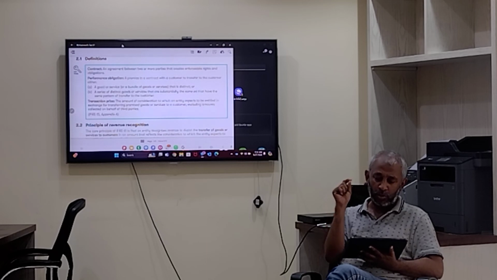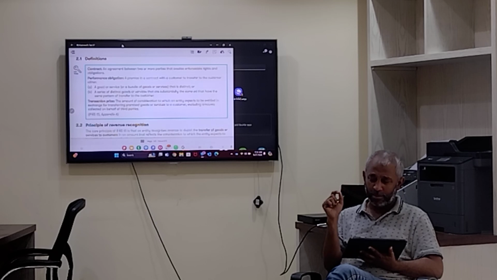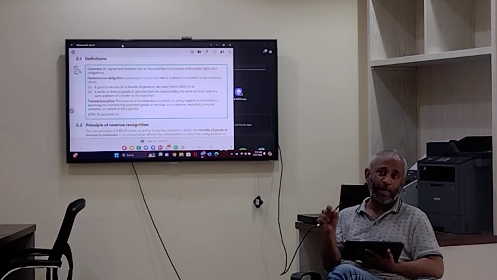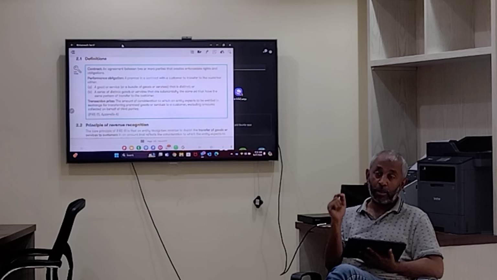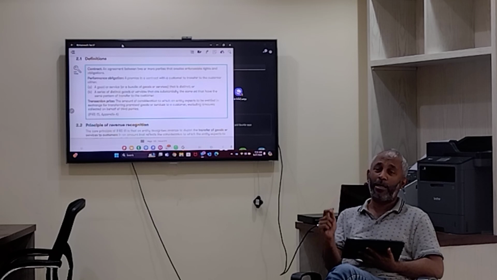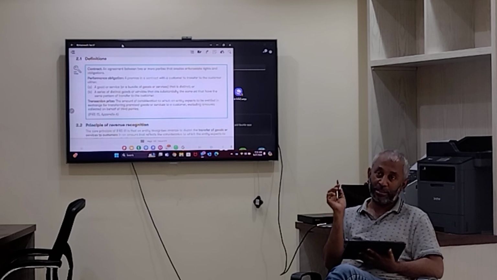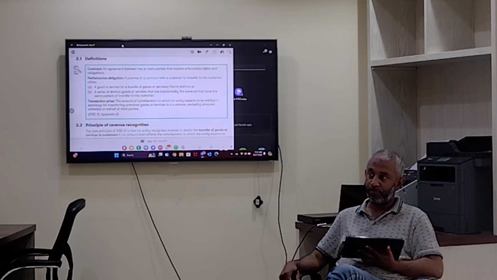An agreement between two or more parties that creates enforceable rights and obligations. Once you sign up, you are committed to that. You have to exercise these obligations. Same as our contracts. What we are giving to the tenants, it's a contract.